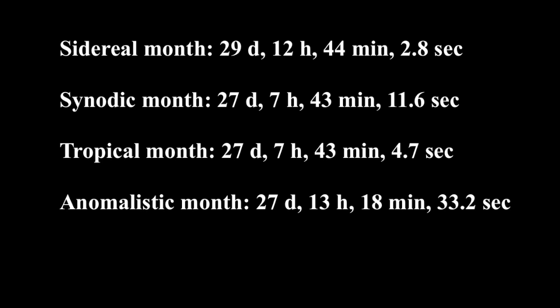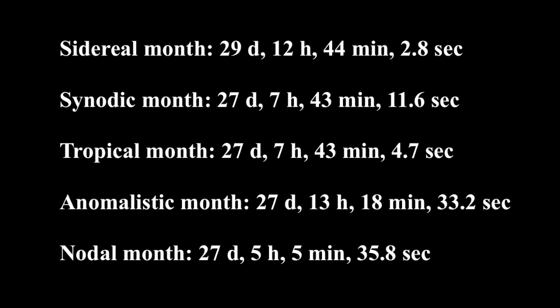The fifth and final lunar month is used to determine whether a new moon or full moon will be an eclipse or not. It is called a nodal month. Because the moon's orbital plane is tilted to the plane at which the Earth receives sunlight, there are only 2 points where an eclipse can occur. Those points are called nodes.